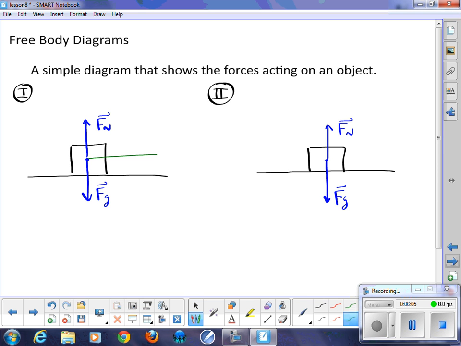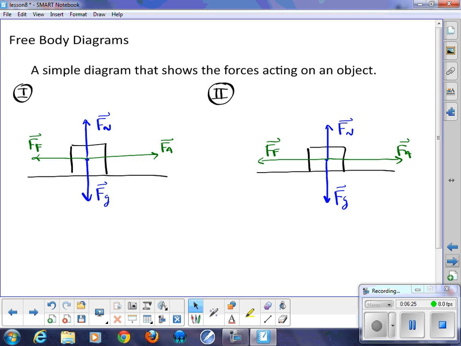So if we call this one applied force, and the one opposing it is your force due to friction. Remember, force due to friction opposes motion. I draw them out relatively the same size, force due to friction. We end up with a scenario like this.